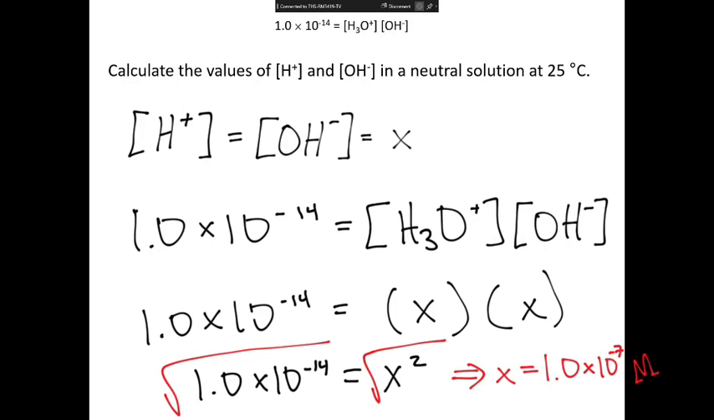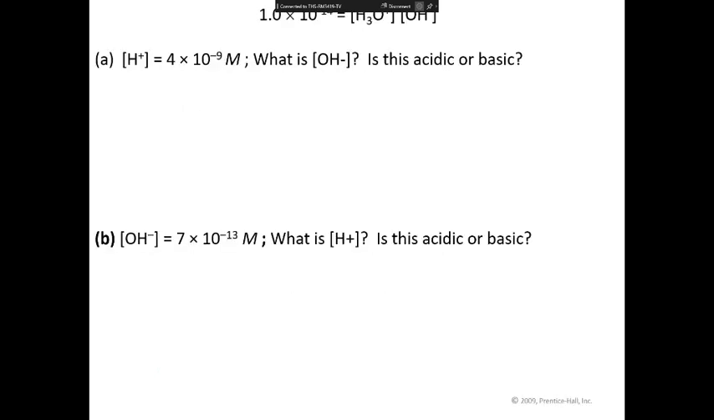Let's see what it looks like when it's not exactly just a neutral solution, it's one or the other. So on this next bullet point it says, if H plus, or same thing as H3O plus, is 4 times 10 to the negative 9th, what's the hydroxide concentration? Is it acidic or basic? All right, well, let's give that a try.